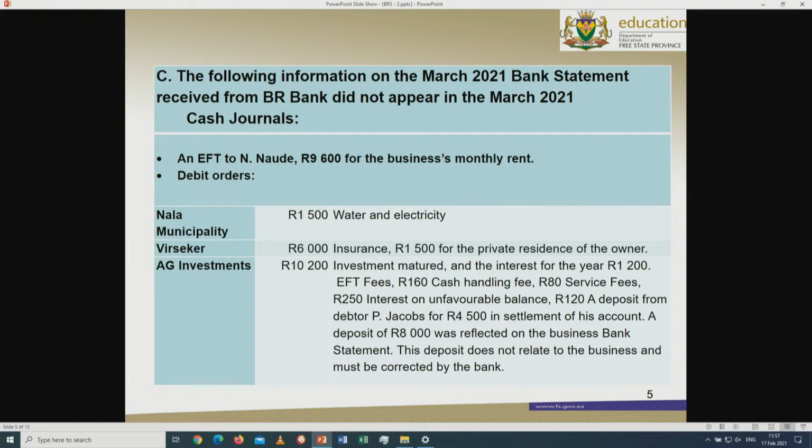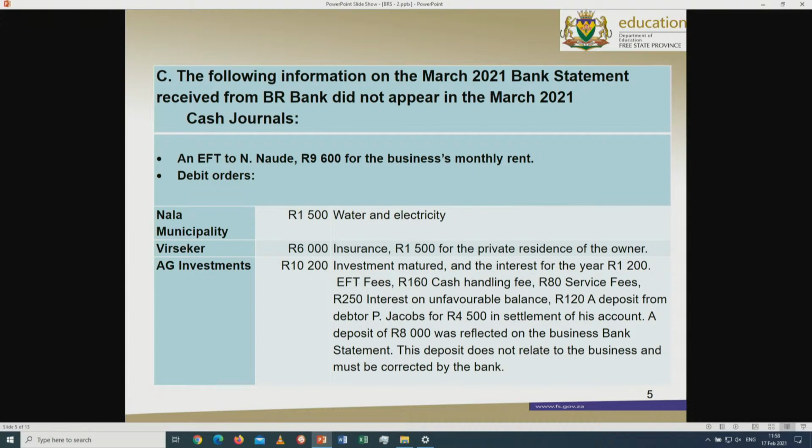AG Investments, we paid 10,200 for investment matured. What is investment? It is our fixed deposit. Investment matured, and the interest for the year of 1,200. EFT fees 160, cash handling fee 80 rand, service fees 250, interest on unfavorable balance, which is interest on overdraft balance, is 120. A deposit from a debtor, P. Jacobs, for 4,500 in settlement of his account, and a deposit of 8,000 was reflected on the business bank statement.